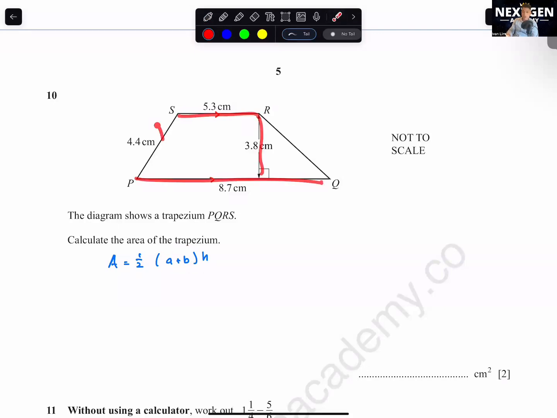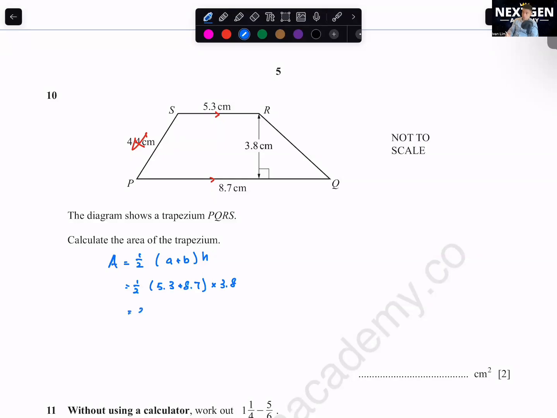This 4.4 is just a distraction, so we won't be using this for the area. You only use the parallel sides and the height. So over here you get 1 over 2 times (5.3 plus 8.7) multiplied by 3.8. Type this in the calculator, you get 26.6.